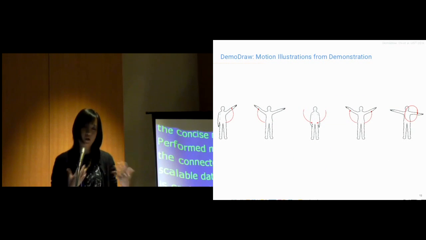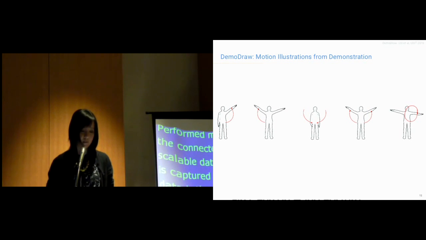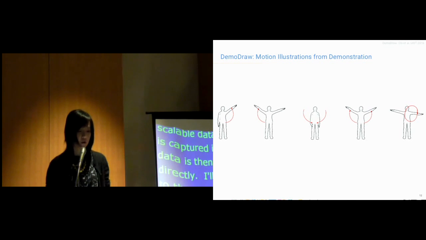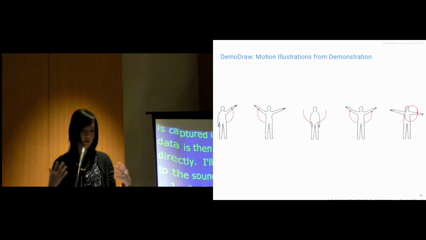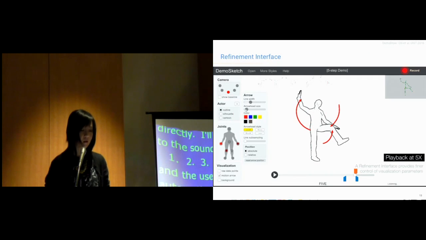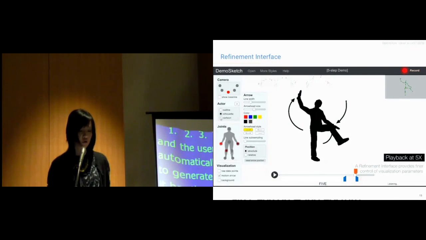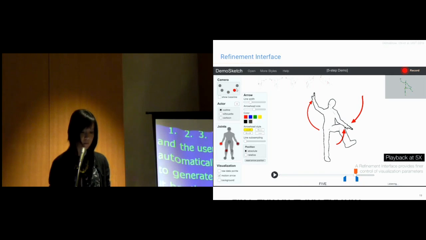With this motion recording and the user's speech data, DemoDraw automatically analyzes the motion data to generate step-by-step figures annotated with motion arrows that show the user's movements. Users can quickly create a series of illustrations from physical demonstration in front of the Kinect camera. Users can later move to a desktop computer to refine the illustrations by changing the styles and parameters.